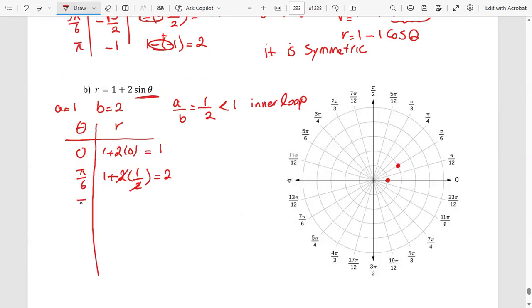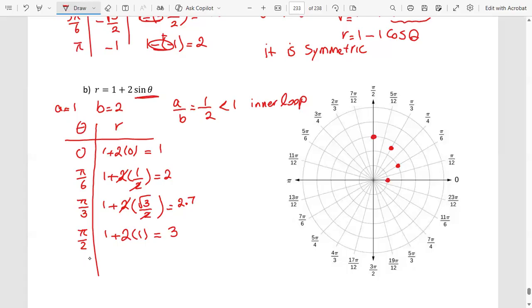If I replace pi over 3, I know that the sine of pi over 3 is root 3 over 2, and 1 plus 2 times root 3 over 2 is 1 plus root 3, and root 3 is 1.7. If I add it by 1, it gives me 2.7. So for pi over 3, we have 2.7. For pi over 2, I know that the sine of pi over 2 is 1, and 1 plus 2 times 1, which is 1 plus 2, is 3. For pi over 2, we have this point.